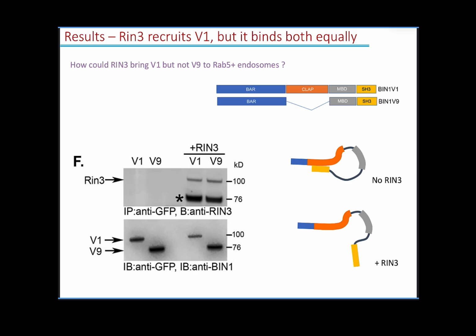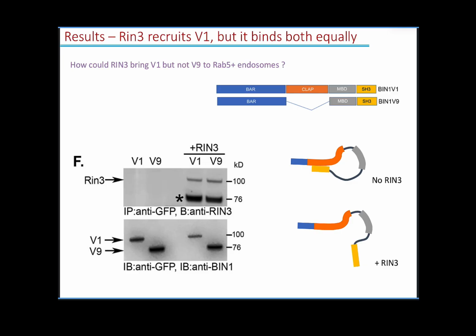And in this case, the IP was using an antibody against GFP. If you guys recall, the BIN1 variants, either V1 or V9, were tagged with GFP. So they have a little GFP attached to them. So you can use an anti-GFP antibody to bind that GFP and bring the whole thing down. And then the B here stands for blot. So what you do is you bring down GFP, therefore V1 or V9, depending on what was being expressed in the cells, and then you probe for the presence of Rin3. Okay?